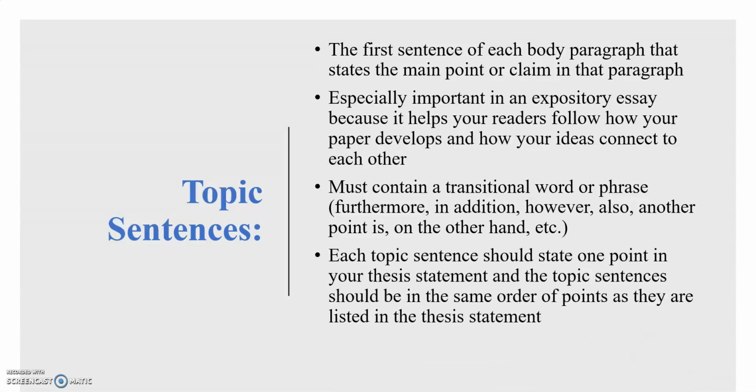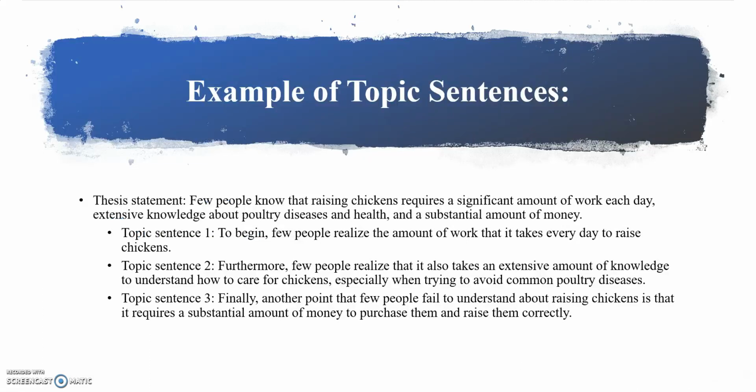And each topic sentence needs to state one point in your thesis statement, and the topic sentences should be in the same order of points as they're listed in that thesis. So if you have point 1, point 2, point 3 in your thesis statement, the first body paragraph and the first topic sentence need to be about point 1 that's listed in your thesis. The second topic sentence and the second body paragraph needs to be about point 2, and so on. So just make sure the points in your thesis line up with the points in your topic sentences and body paragraphs. So here's an example of topic sentences.